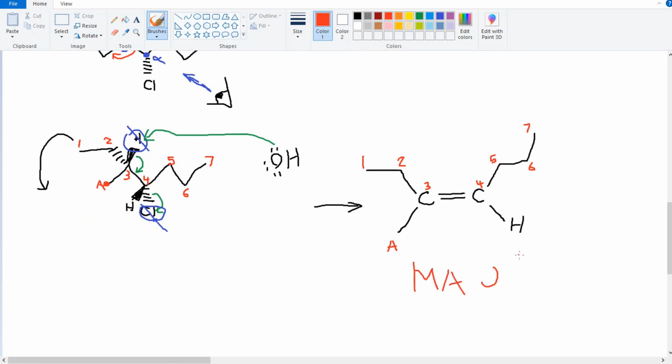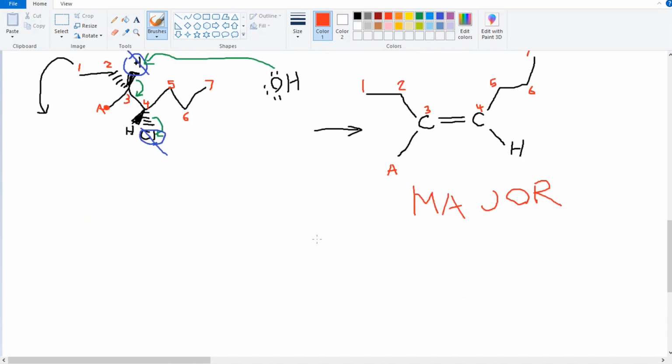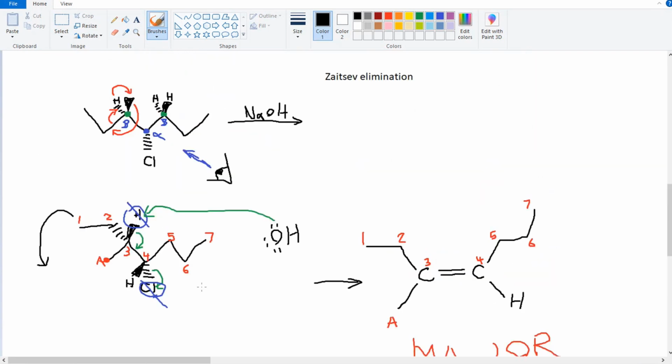But you're also going to get 2 minor products as well. You get a total of 3 possible elimination products. There's your major. The minor one is going to be essentially between, the double bond is going to be between 4 and 5, because 5 is the other beta carbon, and double bond always forms between the beta and the alpha carbon. Let me emphasize that. Double bond always forms between the beta and the alpha carbon.